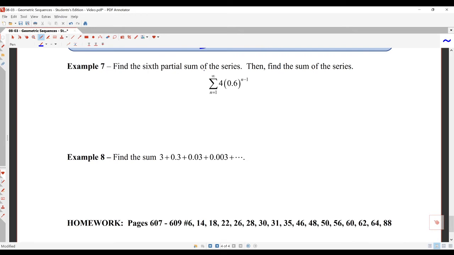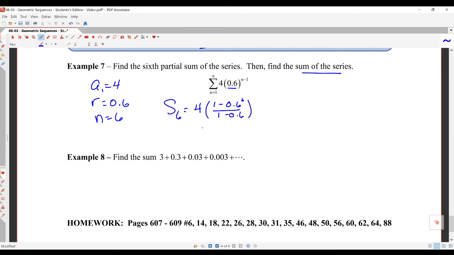So example 7, find the sixth partial sum. So again, I want that S6, and then find the sum of the series. To do that, I need my first term, I need my r, I need my n, which would be 6. r is that base of the exponential, 0.6. And a1 is going to be what I get when I plug in 1. So 1 minus 1 is 0. 0.6 to the 0 is 1, times 4 is 4. So S6 is going to be a1 times 1 minus 0.6 to the 6th over 1 minus 0.6. And if we multiply all of that out, I get 9.53344.